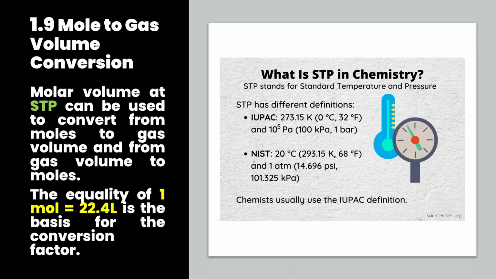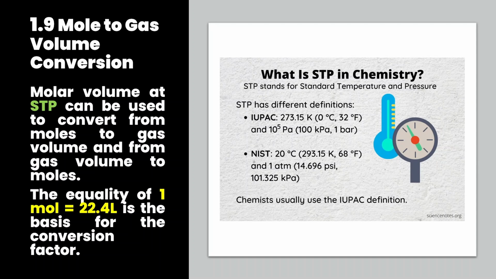So we are now in mole to gas volume conversion. Molar volume at STP, or standard temperature and pressure, can be used to convert from moles to gas volume and from gas volume to moles. The equality that we'll be using is for every mole of any gas, this is also equivalent to 22.4 liters of that gas. This will be our basis for the conversion, or our conversion factors.